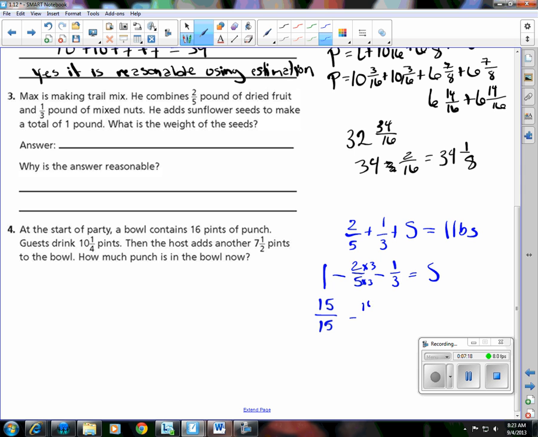So I get 10/15. Okay, if you want to stop here and go do that subtraction, you would end up with 5/15 left over. 1/3 into 15ths, times by 5, is 5/15. So if I subtract 5/15 from 5/15, I get 0. Okay, so clearly the sunflower seeds didn't weigh anything.